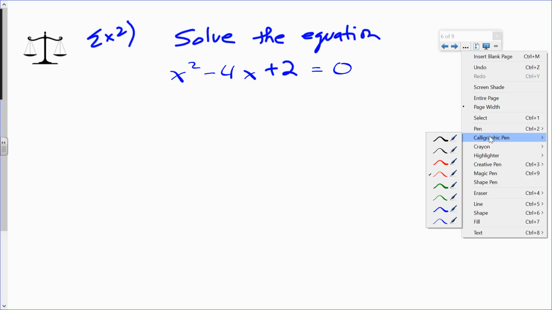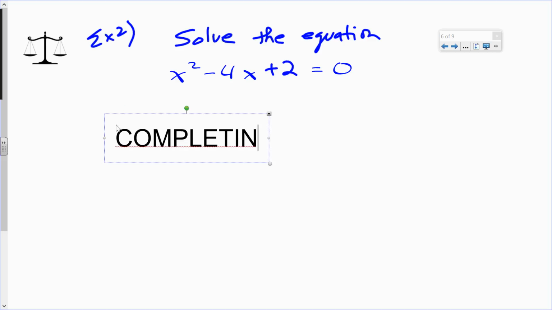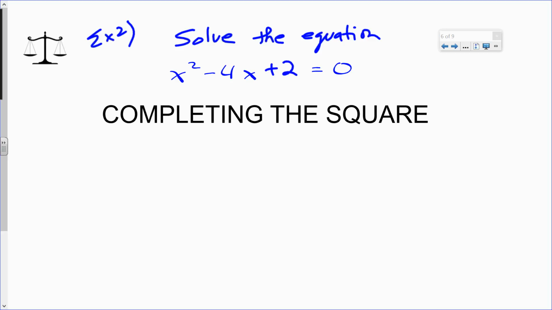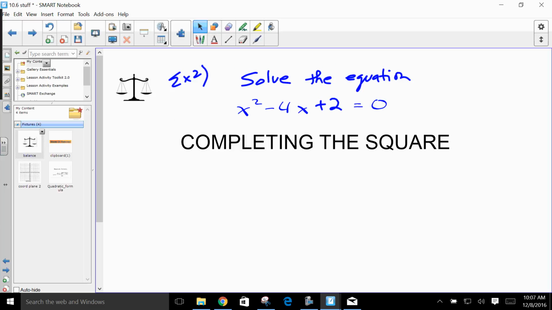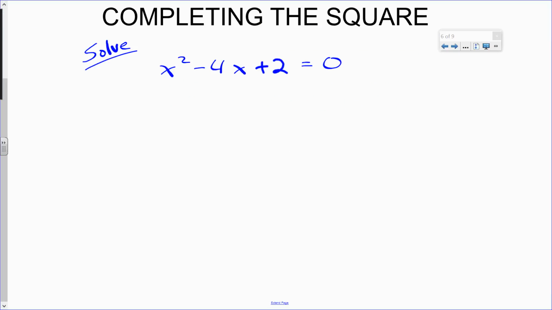So on your notes, let me type it up. We're going to transition into our notes now. Even though this is an example from warm-up, we're going to go right into our notes. Entitle your notes, Completing the Square. So completing the square, let's solve the equation using this method.